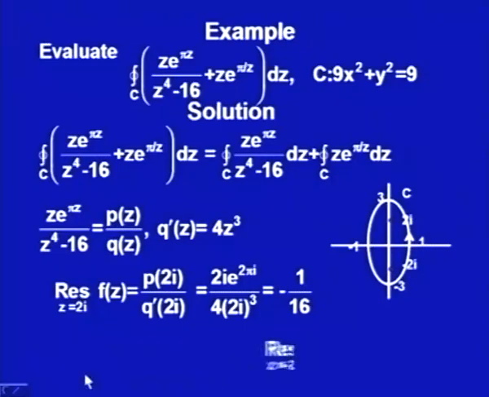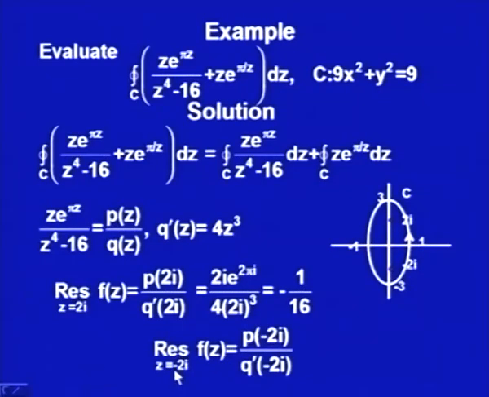Similarly, the residue at z equal to minus 2i, by the same formula, should be p at minus 2i upon q dash at minus 2i. Now, what is p at minus 2i? It would be minus 2i into e to the power 2π times minus 2i, divided by q dash at minus 2i, that is 4 times (minus 2i) cube. One 2i and one 2i will cancel here.